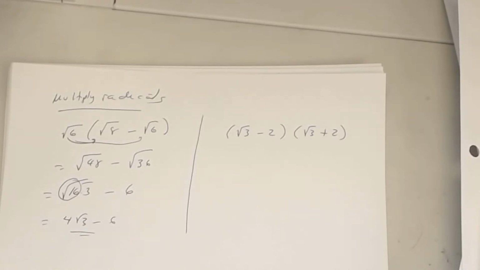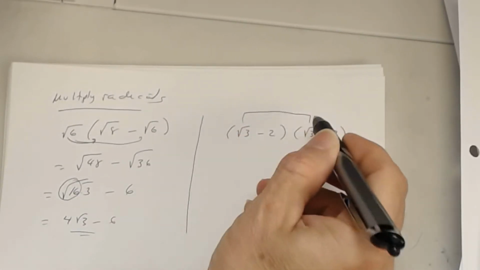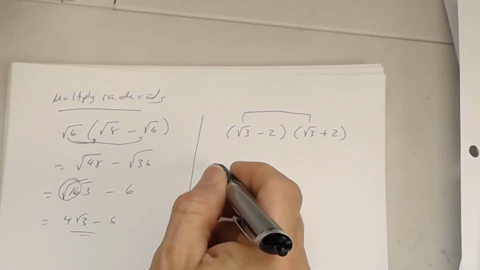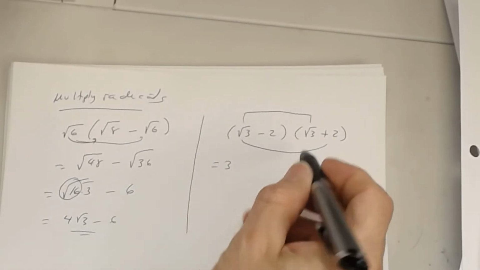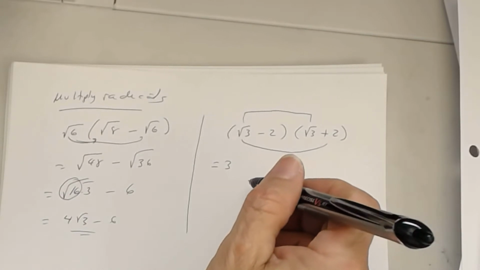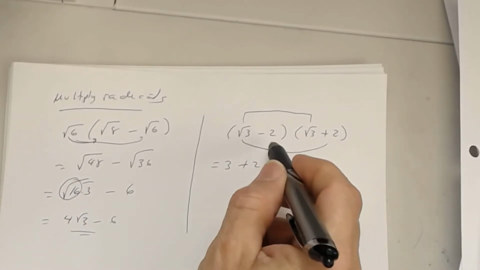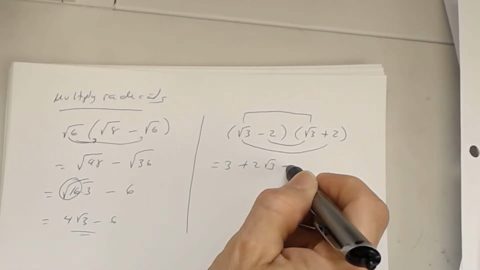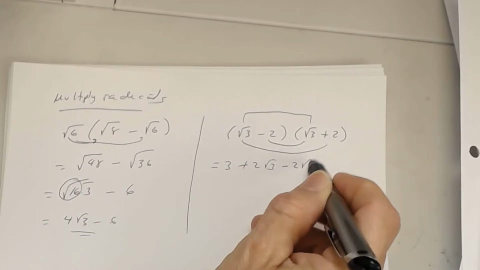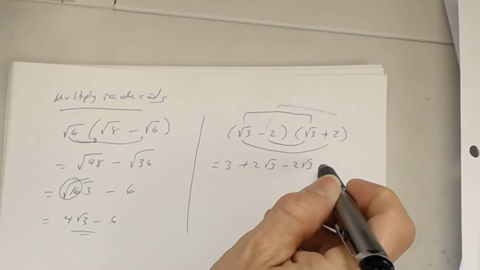FOIL. Okay? So let's talk about the first. What's the square root of 3 times the square root of 3? Which is 3. Good. What's the outer? What's the square root of 3 times 2? And don't say square root of 6. 2 square root of 3. Very good. What is a negative 2 times the square root of 3? Negative 2 square root of 3. And the last, what's the negative 2 times the positive 2?